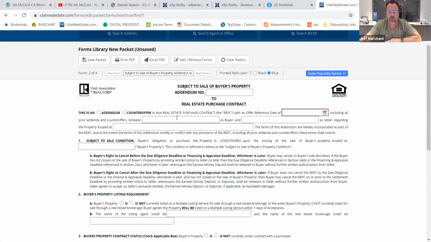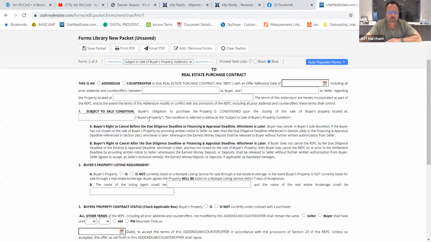So you'd put on there the offer reference date. Again, you all know how to do an addendum: who the parties are, and the location of the property. So buyer's obligation to purchase the property is conditioned upon the closing of the sale of the buyer's property located at, you put the address there. This condition is referred to below as subject to sale of buyer's primary residence. What I liked about the other form is right after this, subject to the sale of the buyer's property at, on, or before blank date. So I'll show you why this form's different.